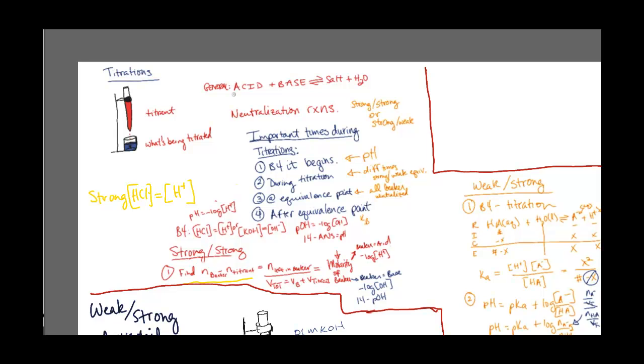Today we're going to be looking at a weak-strong titration example. Again, recap: a titration involves a neutralization reaction in which the general scenario is acid plus base equals salt plus water. We're going to need to know the pH before it begins, during the titration, at equivalence points, and after equivalence points. So before the titration, how do we do it again?